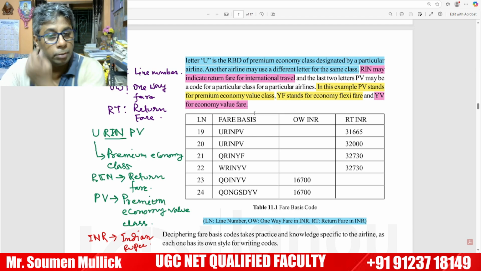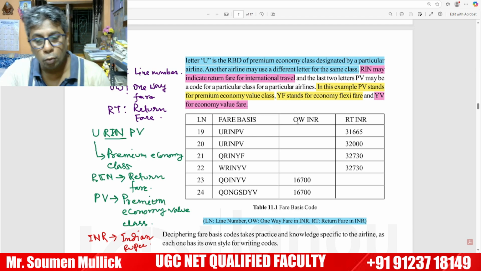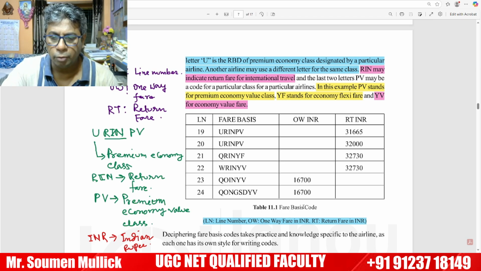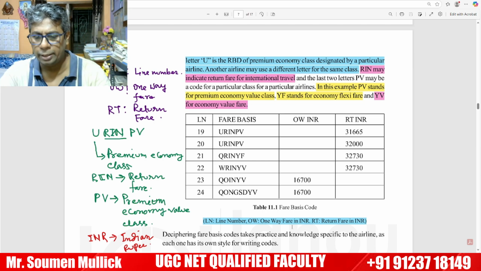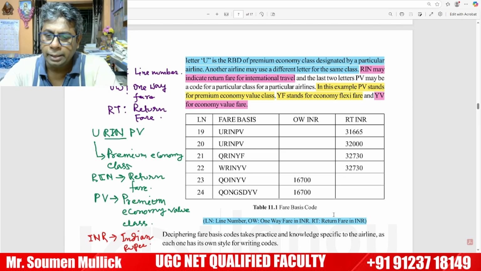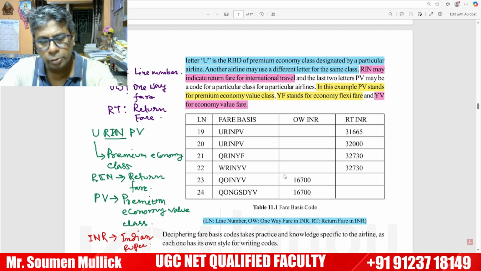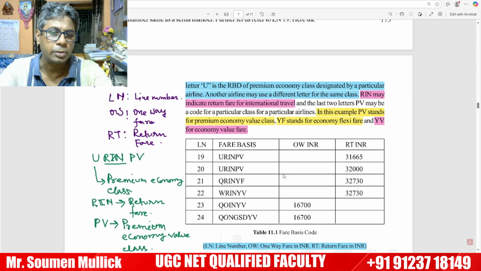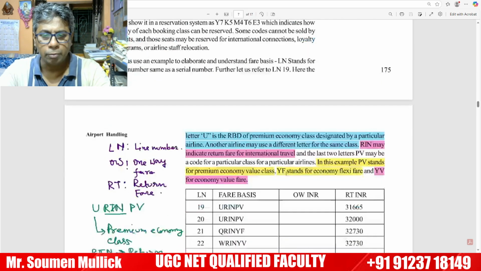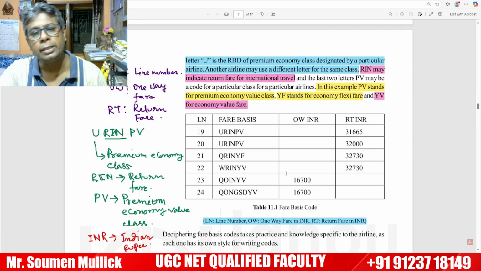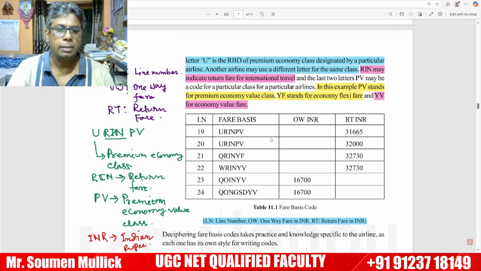YV for economic value fare. And OW means one way fare. INR fare in INR. RT means return fare in INR. So these are the fare basis codes. Under the section of fare basis code, you can easily understand the meaning behind them.